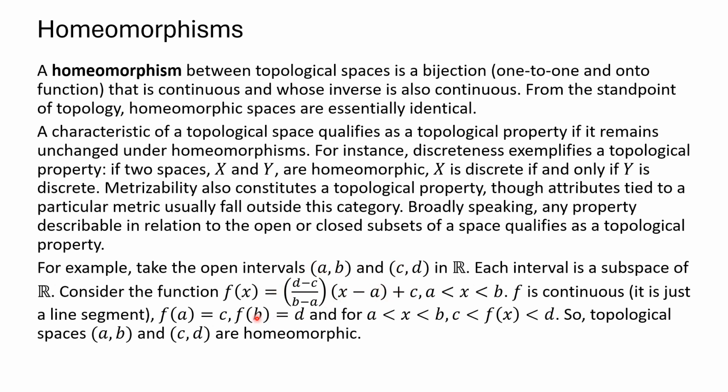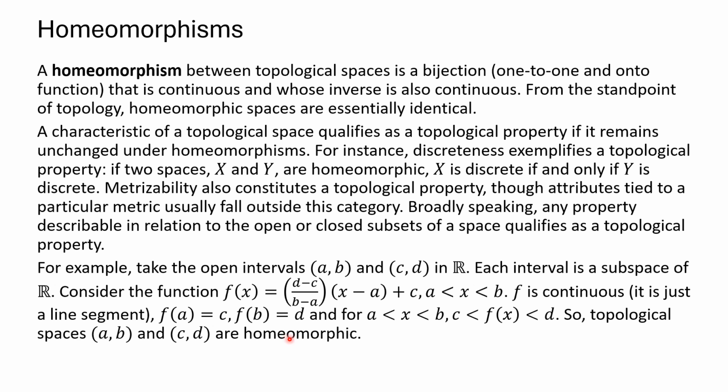And if you put b in for f, then you get b minus a here. That cancels with this b minus a, and you get d minus c plus c, and you get d. So a maps to c, b maps to d, and everything in between maps internally between c and d. I didn't prove that, but that's what I mentioned here. So we have a homeomorphism. It's a bijection. It's continuous. Its inverse is continuous. And so the two subspaces, [a, b] and [c, d], are homeomorphic, which shouldn't be a surprise. You may want to just think about it for a second.